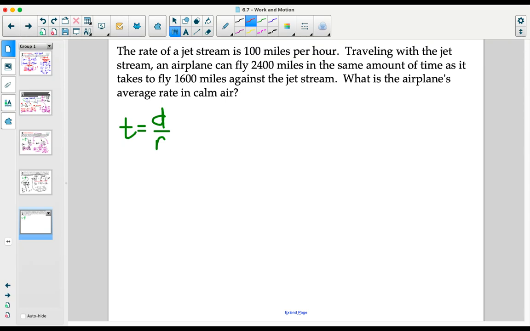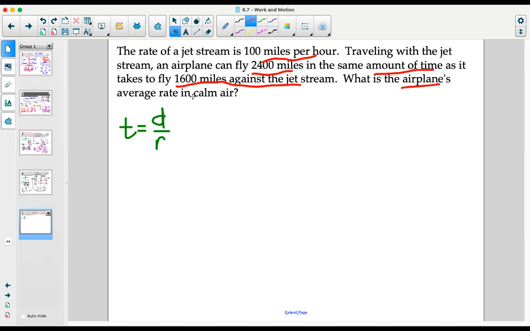For our next motion example, we look at an airplane flying with and against a jet stream. For this particular example, we know the rate of the jet stream. The jet stream is 100 miles per hour. Traveling with the jet stream, an airplane can fly 2,400 miles in the same amount of time as it takes to fly 1,600 miles against the jet stream.